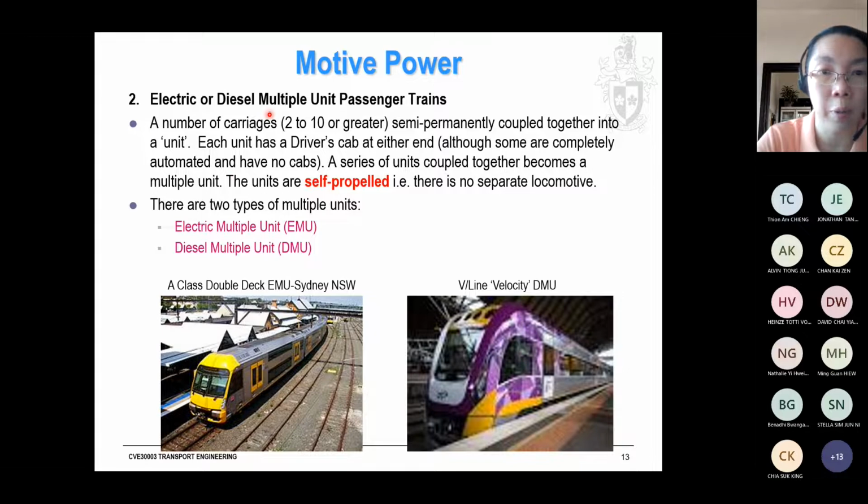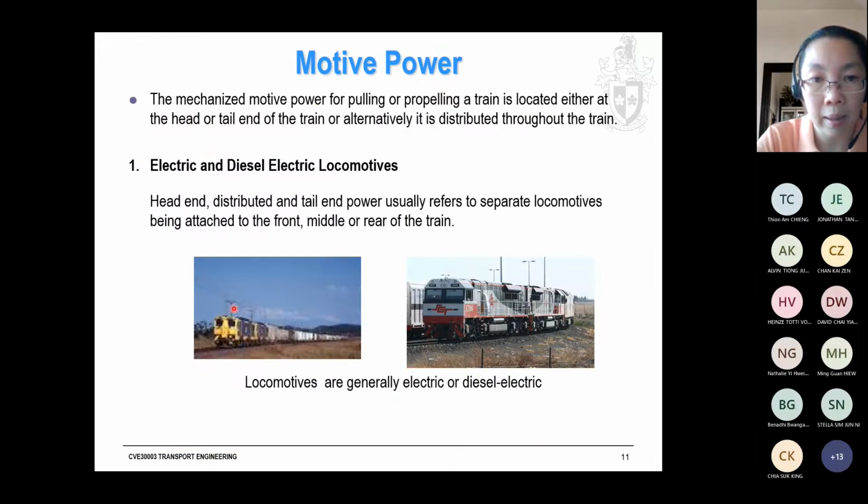Okay, the units are self-propelled, meaning to say if this is one unit, it can self-propel. The engine is inside it. So you have the engine and you also have the compartment for passengers to sit inside. Unlike the other type earlier, these locomotives are just the engine. So there's no passenger, there's no materials, there's no goods inside these locomotives.